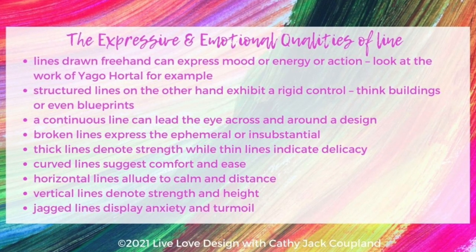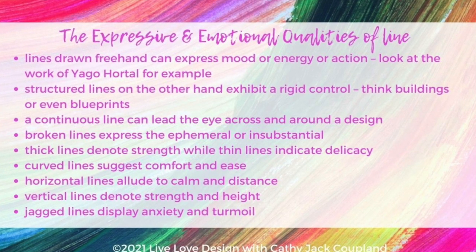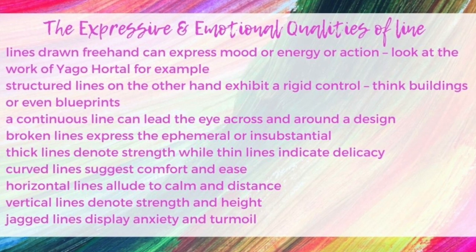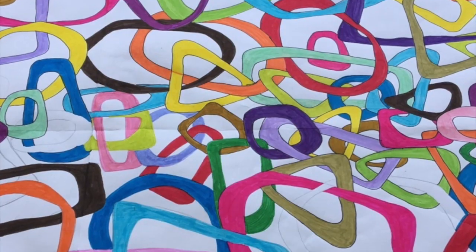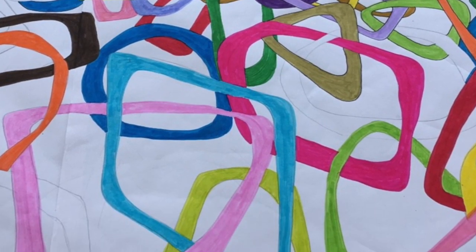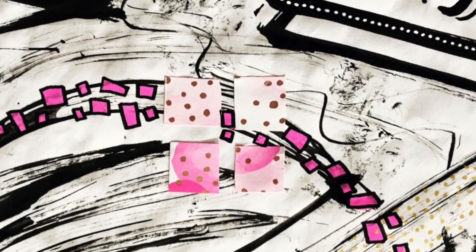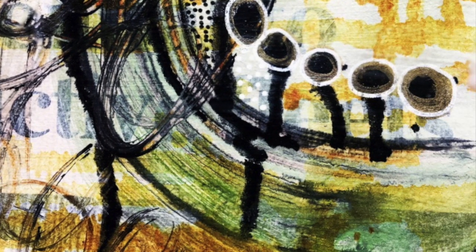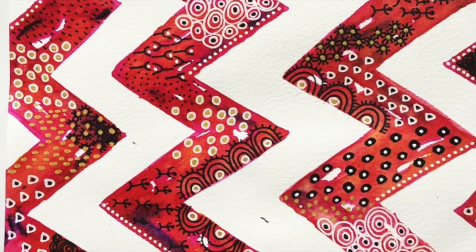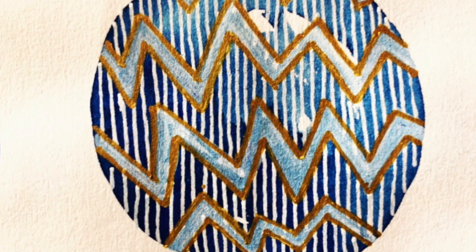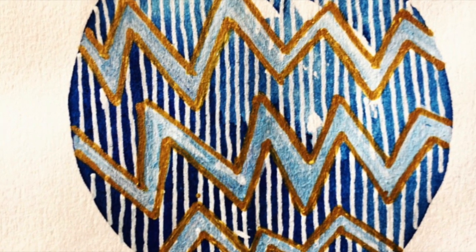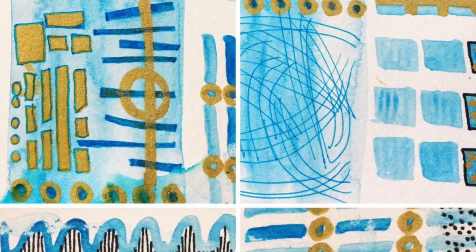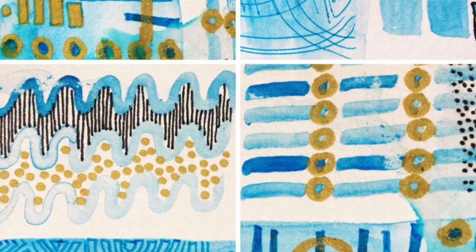Okay, let's get back on track and explore the element of line further to reveal its true potential, beginning with its expressive and emotional qualities. Lines drawn freehand can express mood, energy, and action. Look at the wonderful work of Jago Hortel, for example. I mention him later. Structured lines, on the other hand, exhibit a rigid control. Think of buildings or even blueprints. A continuous line can lead the eye across and around a design. Broken lines express the ephemeral or insubstantial.